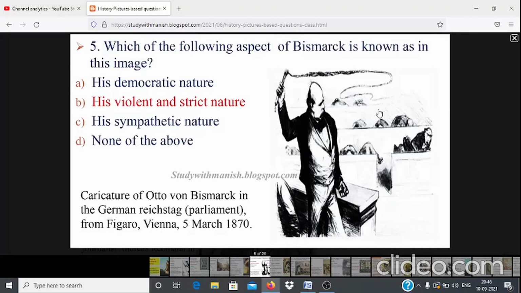Question number 5. Which aspect of Bismarck is shown in this image? A. His democratic nature, B. His violent and strict nature, C. His sympathetic nature, and D. None of the above. And the correct answer is his violent and strict nature.